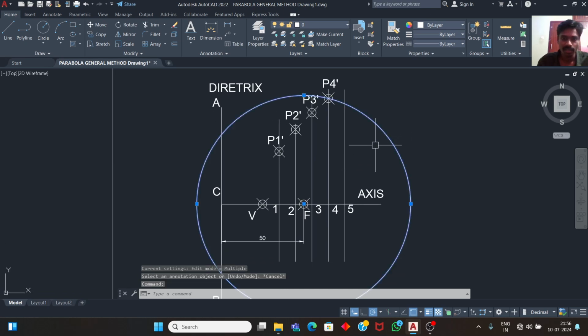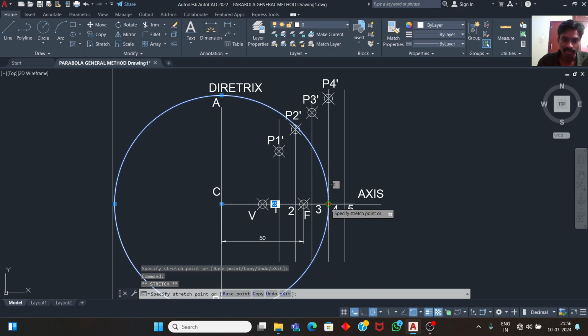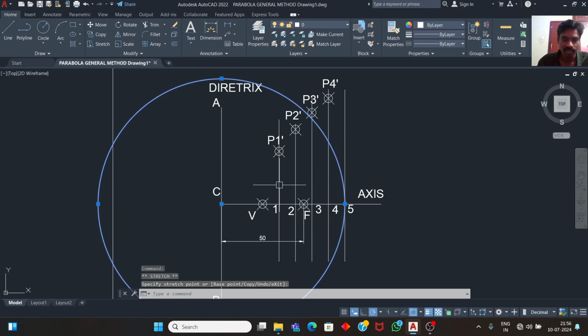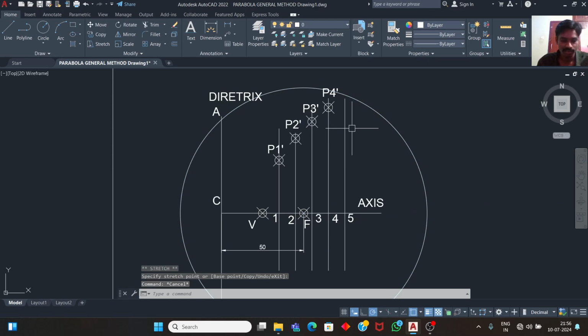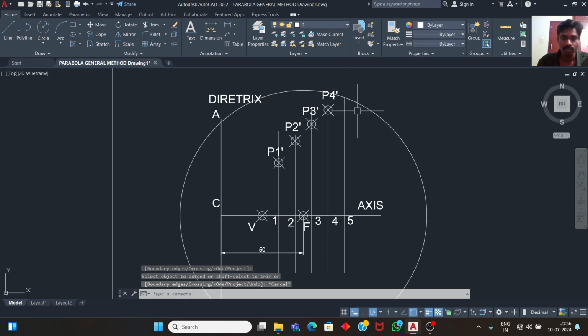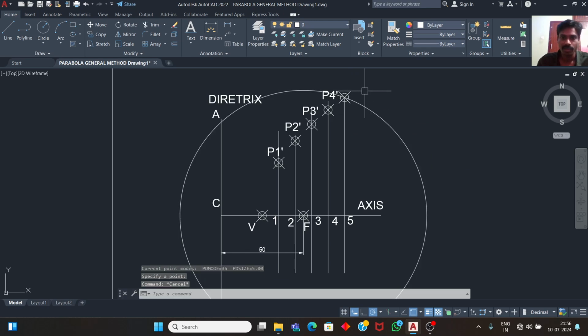And also we have another perpendicular line, that is the fifth line. C as the center, C to 5 as the radius, and F as the center. Locate the point 5. Okay, this is the point 5.